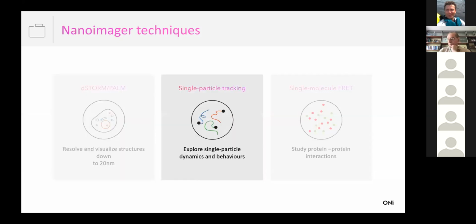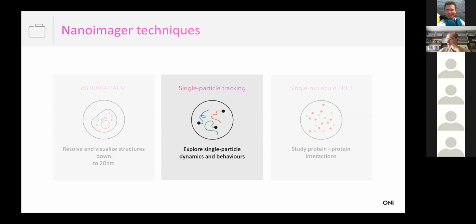Now, what I'd like to discuss is single particle tracking. And this works by tracing the diffusion of molecules in real time. And we can do this because the camera that the nanoimager uses isn't just highly sensitive, but also has a really high temporal resolution. And we can do 100 frames per second to generate really nice smooth tracks. And we're using the basis of single molecule localization technology then to study the dynamics and the behaviors of these particles.